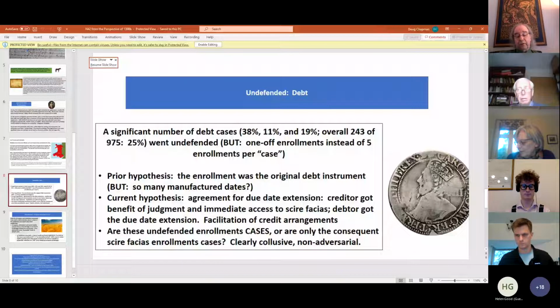You can do this collusive debt action and be assured that you're going to be able to collect rapidly. That in a way is a really good thing, because it encourages creditors who are inclined to extend the due date to go ahead and do so. The question for historians is, is that a case? Because both sides are getting something out of it. The debtor gets the due date extension, and the creditor gets immediate access to the scire facias after the extension. And it's not the usual. One doesn't think of a case being collusive like that.